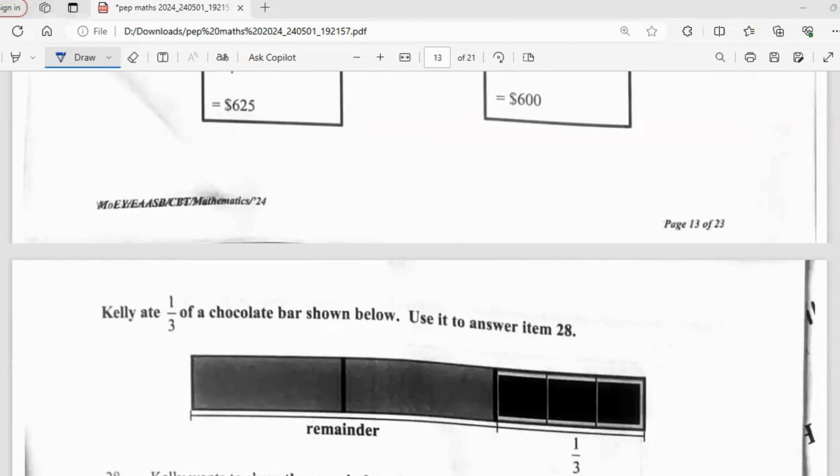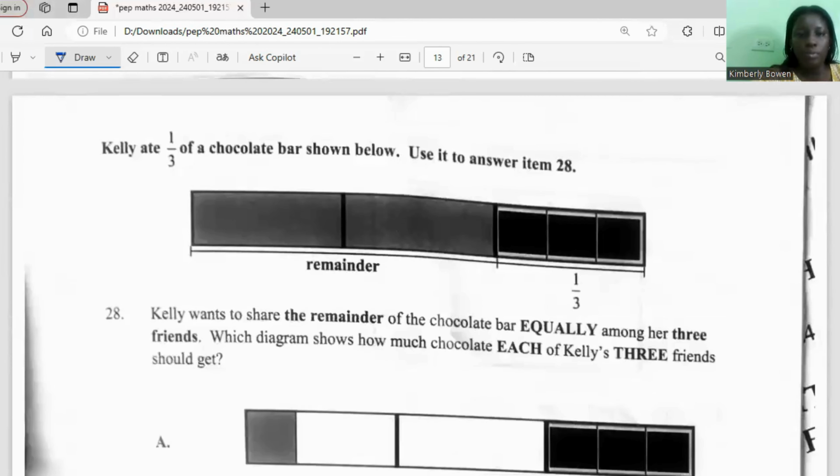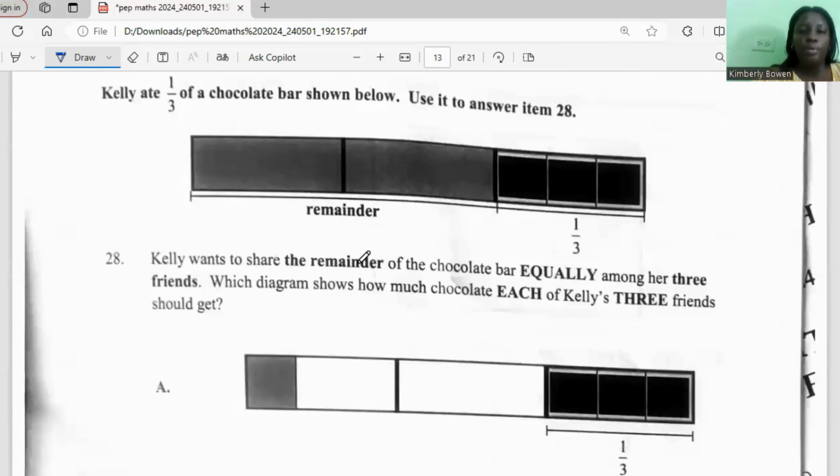Next question. Kelly ate a third of a chocolate bar shown below. Use it to answer item 28. Kelly wants to share the remainder of the chocolate bar equally among 3 friends. Which diagram shows how the chocolate must be shared to each of Kelly's 3 friends?